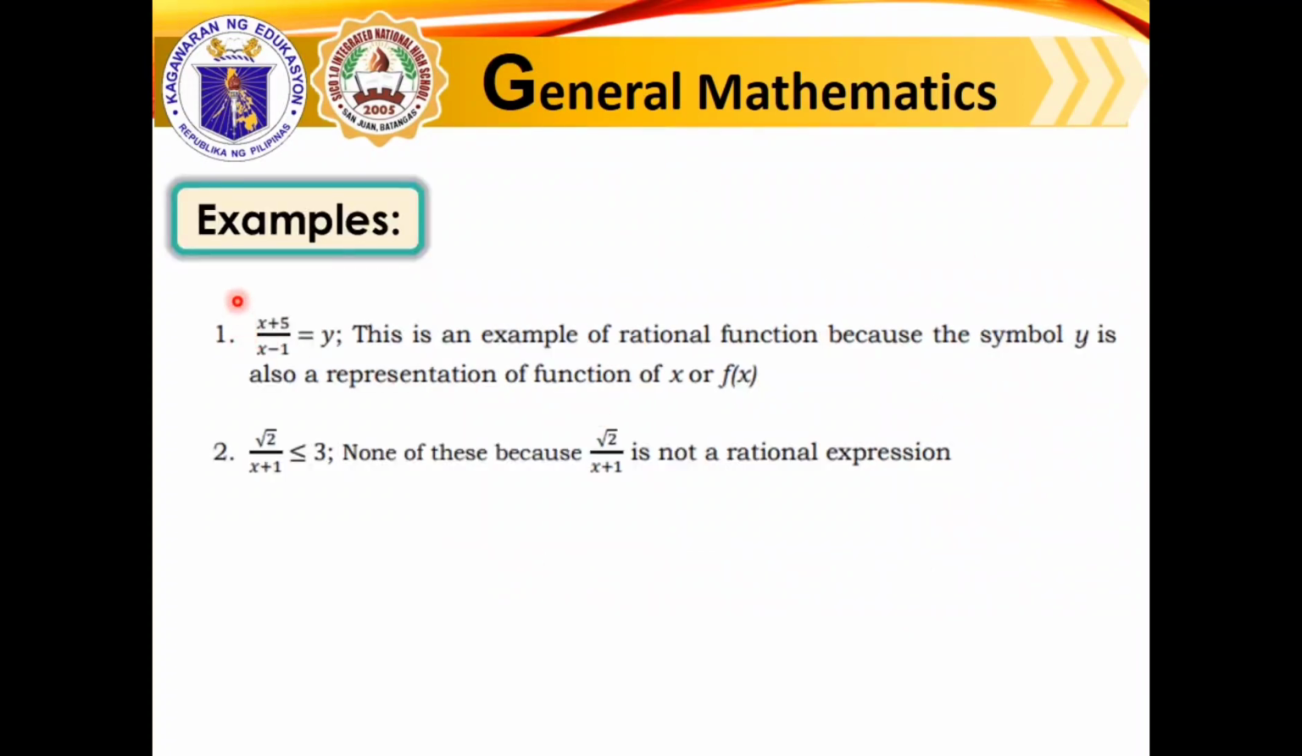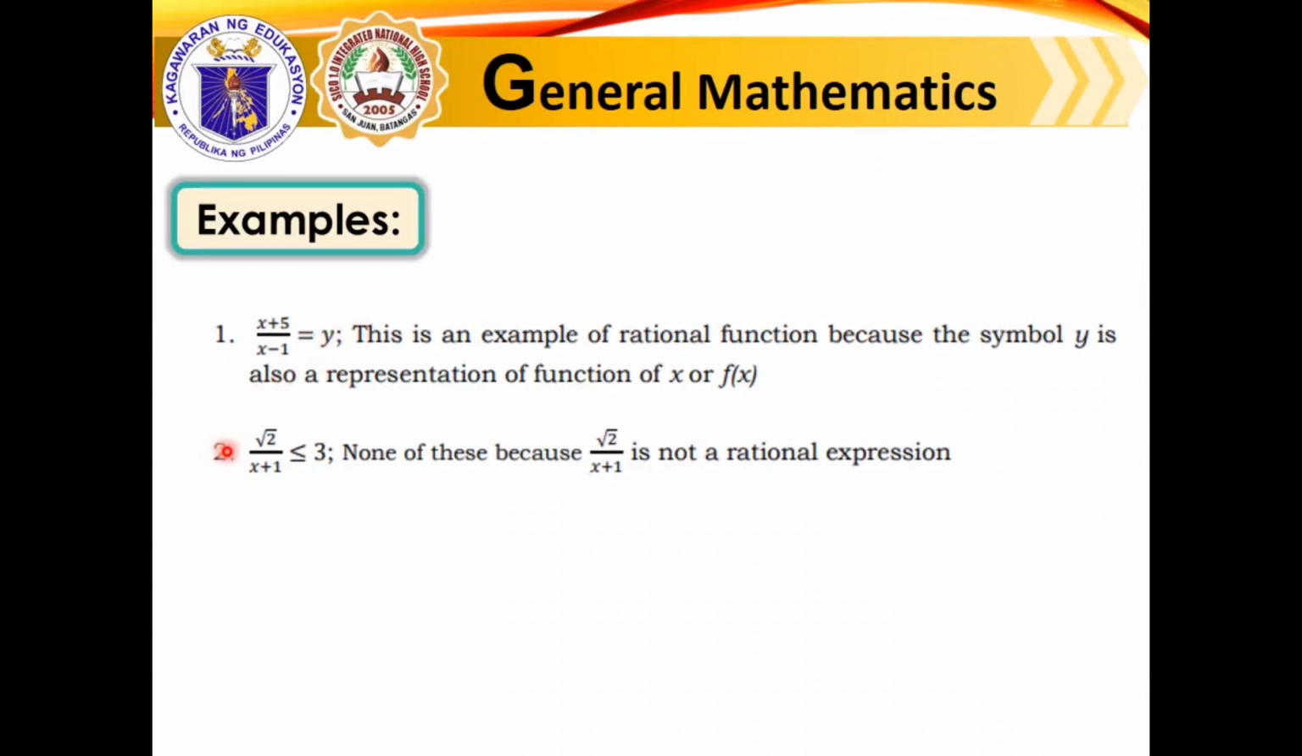To further understand rational equation, rational inequality, and rational functions, here are some other examples. First example: x plus 5 all over x minus 1 equals y. This is an example of a rational function because the symbol y is also a representation of the function of x. Meaning to say, y is the same as f of x. So if you see a y, it is also a function.